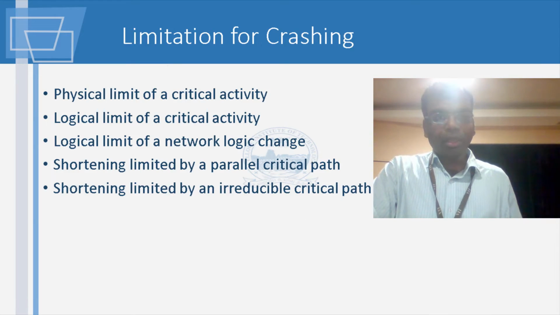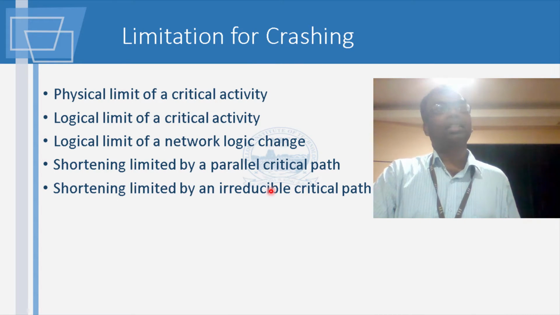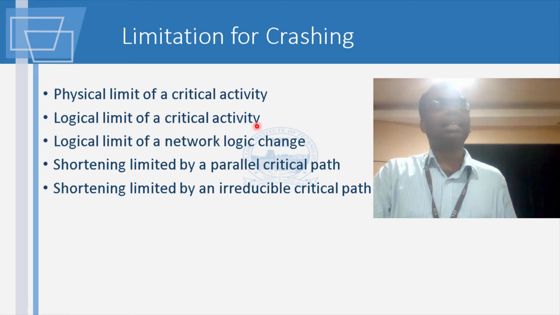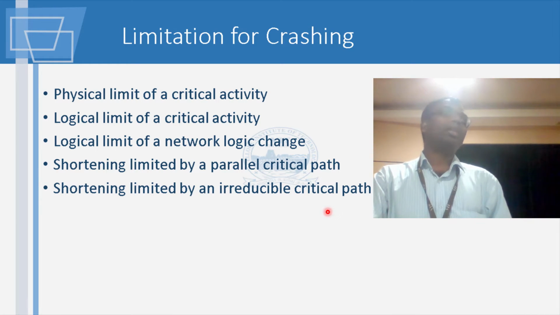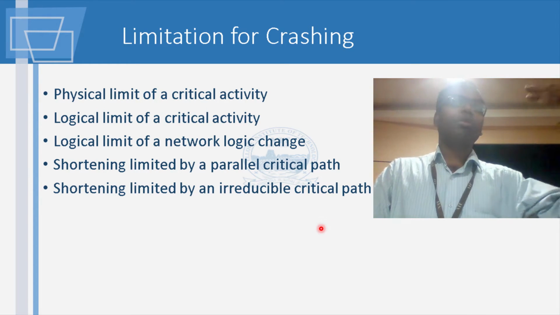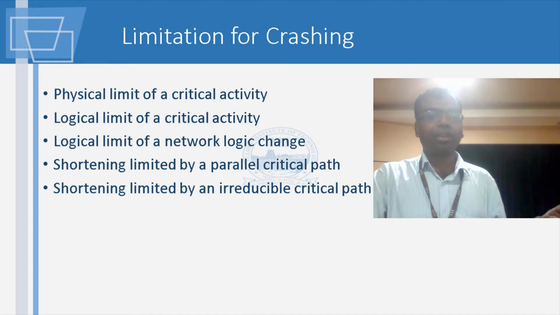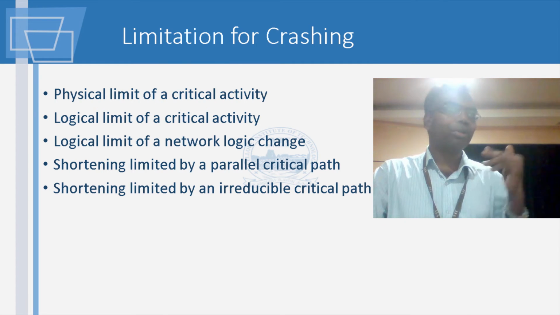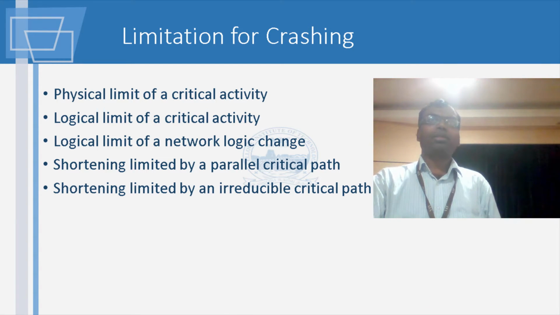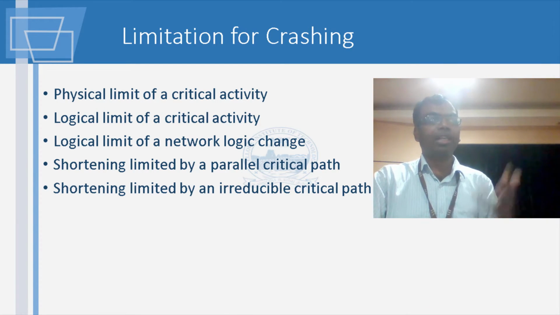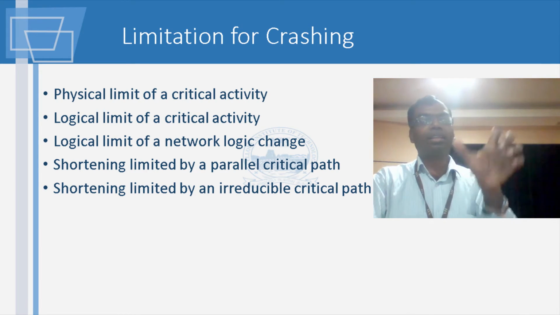Now these are some of the limitations which people will face when you try to crash. There's a physical limit of a critical activity. Physically you cannot start to remove the bottom shuttering 1 day after concreting. Although you might be doing that for the side shutter, you will not be able to do it for the bottom. Even if you remove the bottom shuttering, you cannot remove the props. Props have to be there for the period of time. Physically, it is required. So you cannot just like that keep reducing the time.